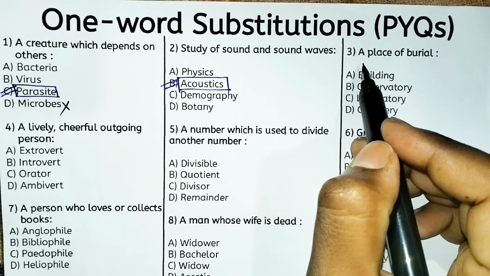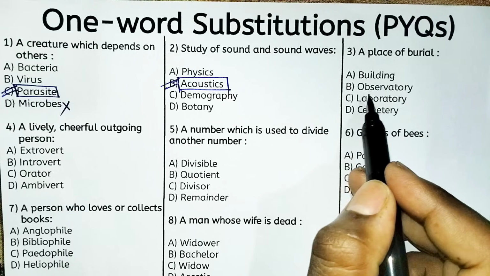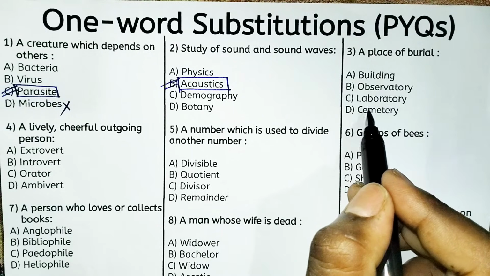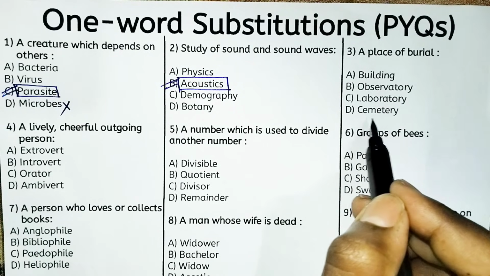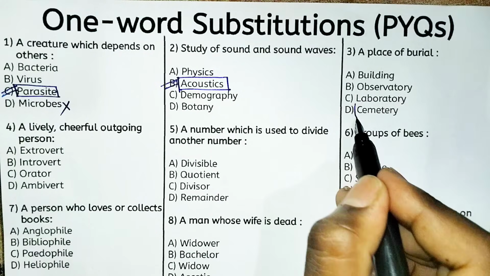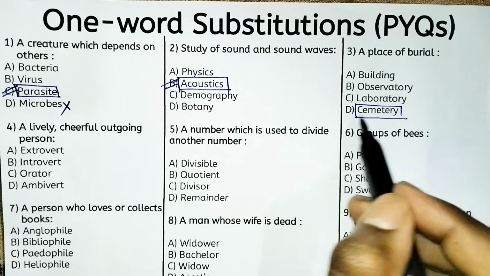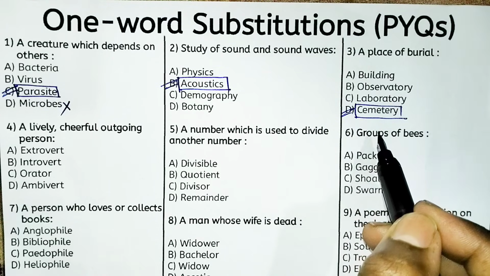Next, a place of burial. That is option A, building. Option B, observatory. Option C, laboratory, or option D, cemetery. So a place of burial, that is option D, cemetery. So option D is the right answer.